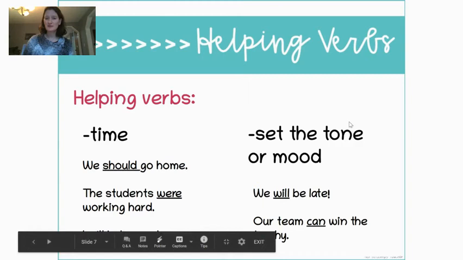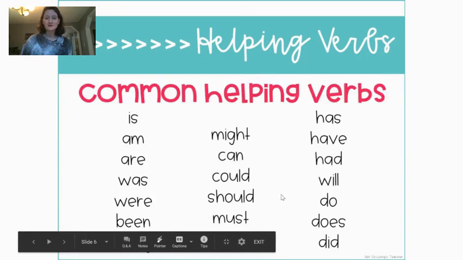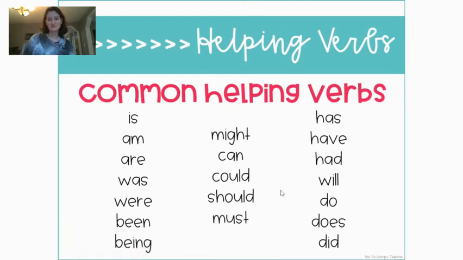So that is what helping verbs do. They don't seem like very important words on their own if we go back a slide and look at the list of words. But we need these verbs to help us describe our action verbs.